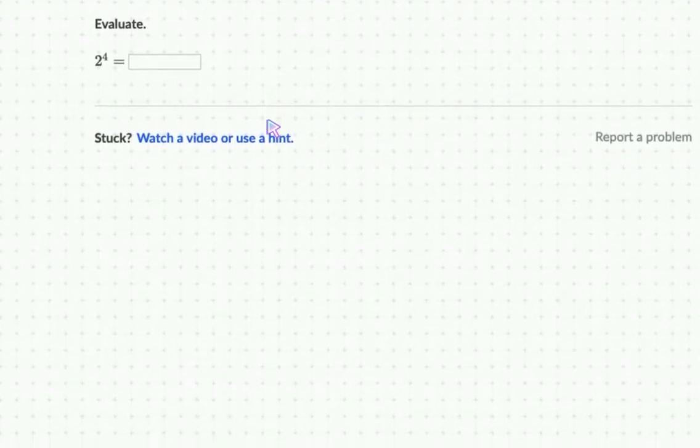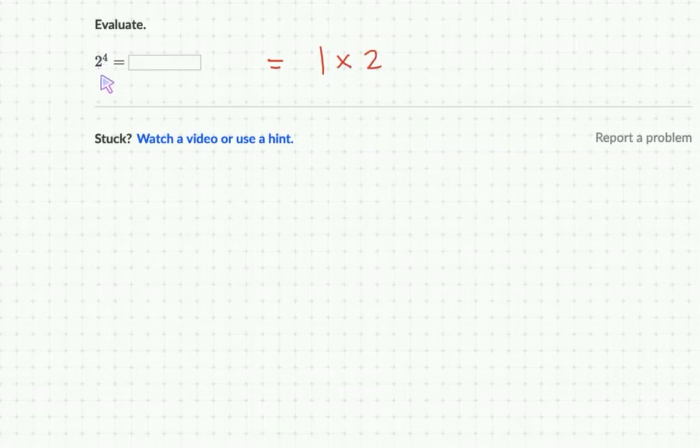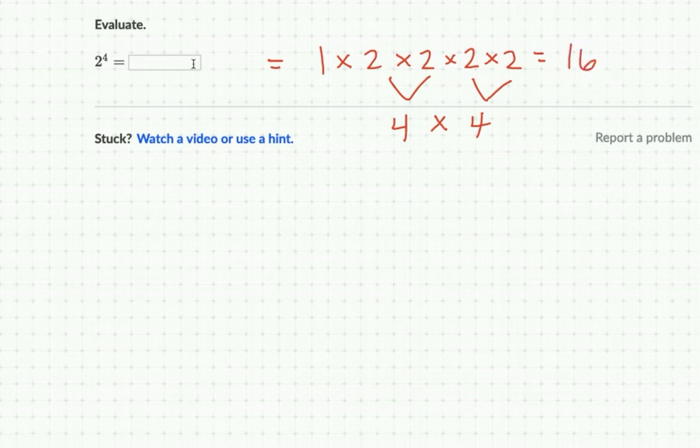This one is 2 to the fourth power. Try it on your own first. Okay, so you should have 1 times 2. 2 is being multiplied 4 times, so I have to make sure I have 4 of those 2s: 1, 2, 3, 4. And now I just do that math. 1 isn't really going to do anything, so we can kind of ignore it for now. 2 times 2 is 4, and another 2 times 2 is 4. Those two have to be multiplied together. 4 times 4 is 16, so you should have 16 as your answer.